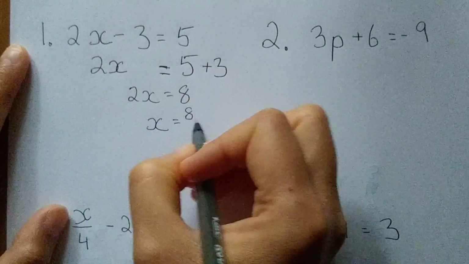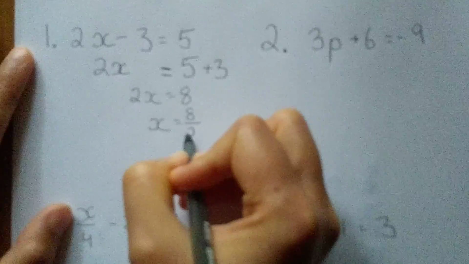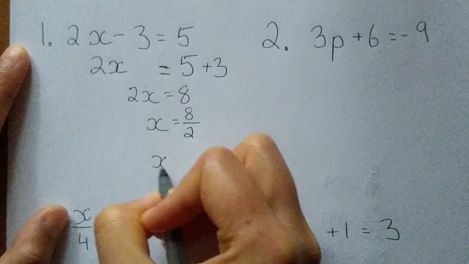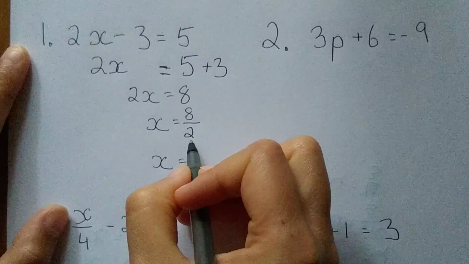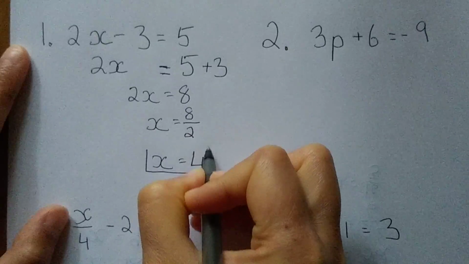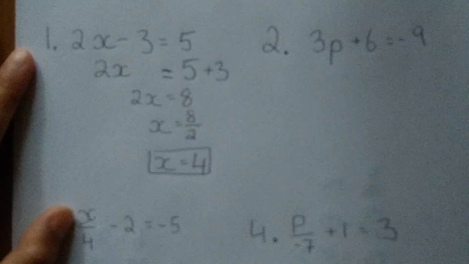So instead of multiplying 2, we will divide by 2. And when you divide by 2, the 2 goes on the bottom. So 8 divided by 2 is 4. So then we find that x equals 4. So that's your final answer.